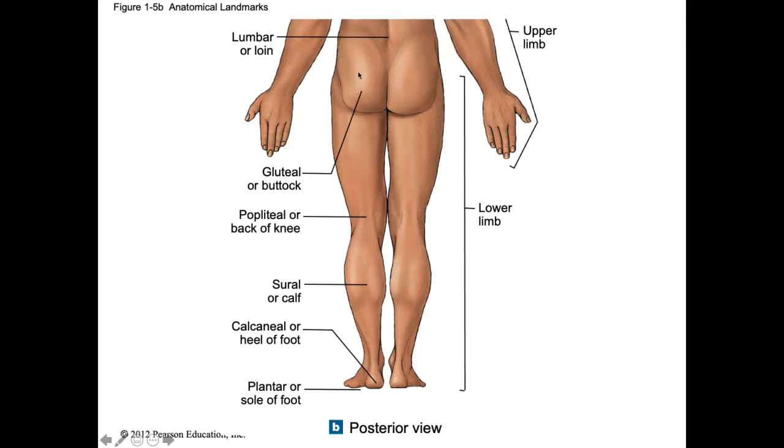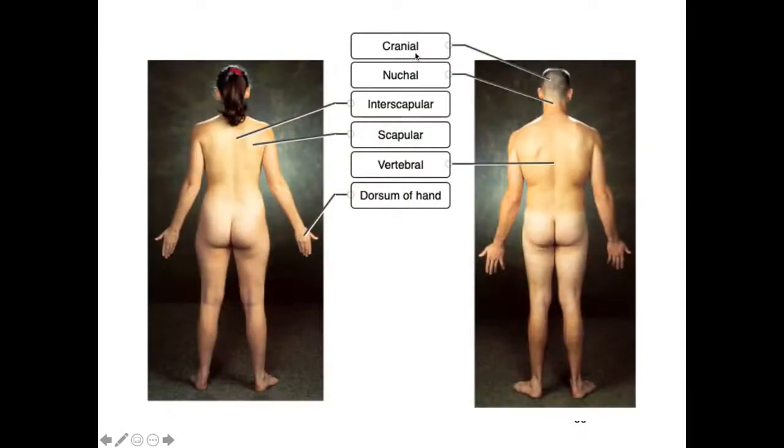The tush, this is the gluteal region. We have a gluteus maximus, a gluteus medius, and a gluteus minimus, large gluteal muscles. Behind the knee is called the popliteal region. The front of the knee was called the patella, but behind it where the crease is called popliteal. The calf is called the sural. The heel is called calcaneal because that's the calcaneus. And then underneath the foot is called the plantar surface of the foot.